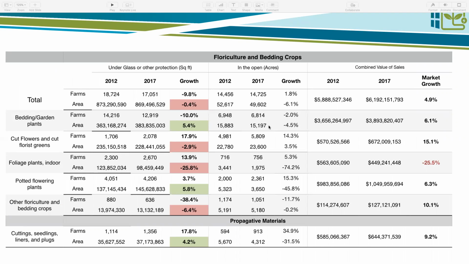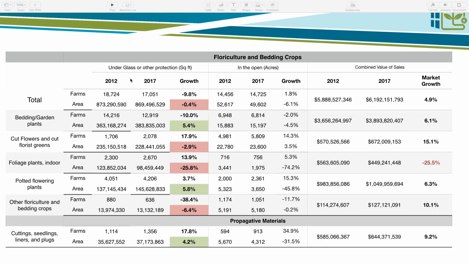So the first thing to take a look at in this table is that for both floriculture and bedding crops, as well as propagative materials, they report the data in 2 categories: under glass and other protection, where they give us the numbers in square footage, but also in the open, where they give us the numbers in acres. Then when they do report the value of sales, it's a combined value of sales. For this reason, I have not made an analysis because we cannot separate where it comes from, between under glass and other protection and in the open. We can use these as reference numbers, but no detailed analysis.